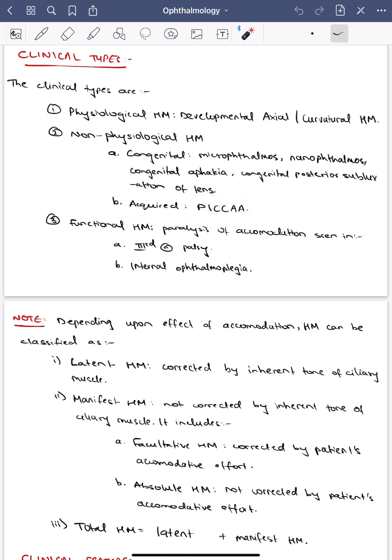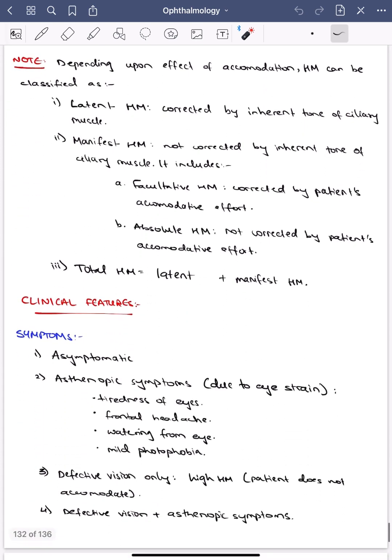Then the third is the functional hypermetropia, which is due to the paralysis of accommodation seen in third nerve palsy or internal ophthalmoplegia. So these are the clinical types. So again, physiological, non-physiological, which is of congenital and acquired types, and functional, which is due to loss of accommodation due to third nerve palsy or internal ophthalmoplegia.